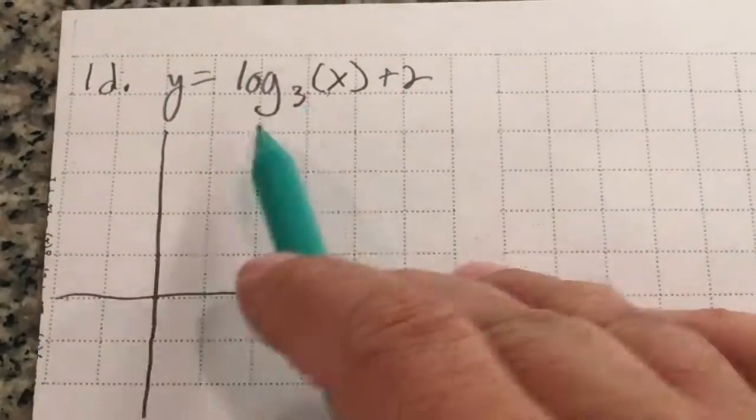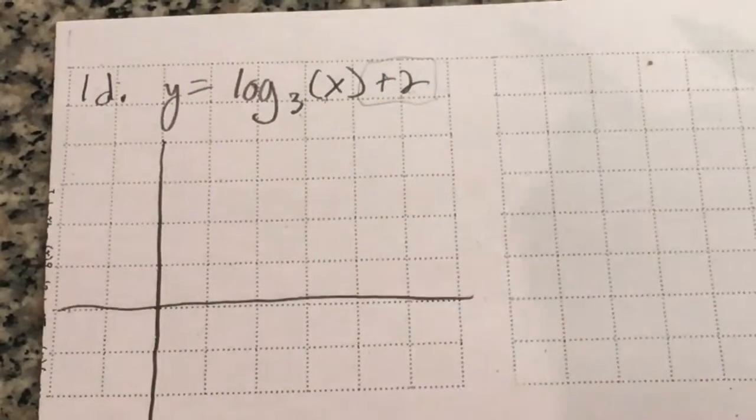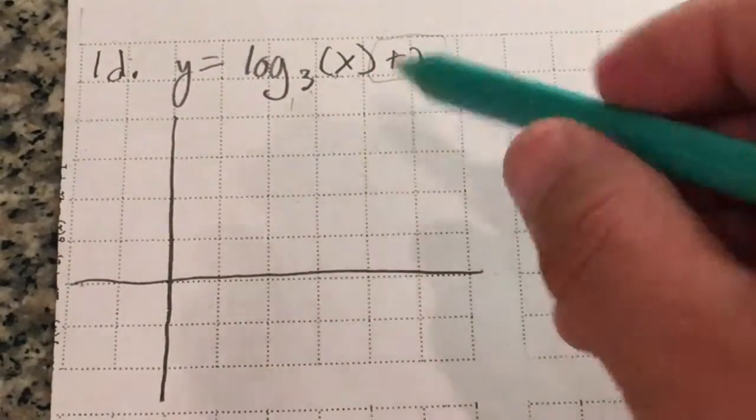Going to graph this logarithm, it has a base 3, it's a log, and it has a vertical shift of 2. I'm going to do this after the fact. So the actual graph of log base 3 of x without the vertical shift would go through 1, 0.